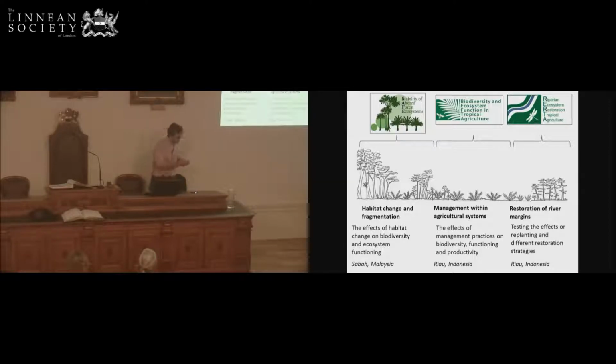So that's a bit of a flavour for the SAFE project. I'm going to move on now and think a little bit more about how habitats operate within these agricultural systems themselves. So thinking a bit more about the BEFTA project, again, acronyms, very important, funding, yep.